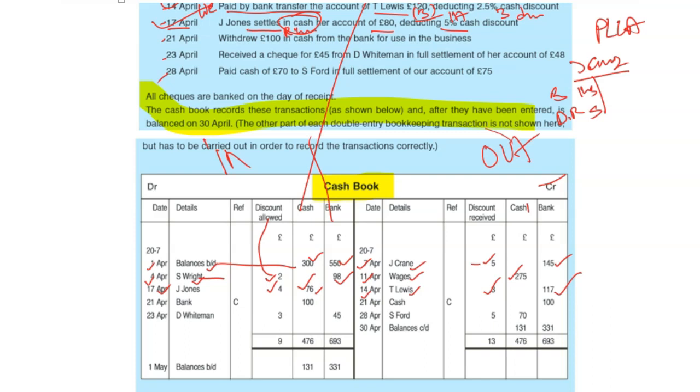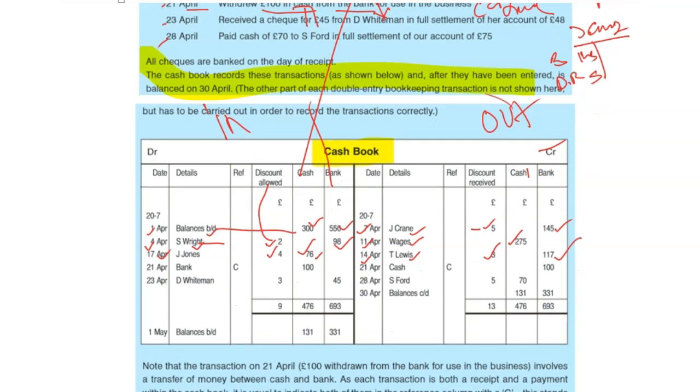Next one, 21st of April, we drew 100 in cash from the bank. Now look at this, what is happening. From our business bank account, we withdrew money, so bank going down and put into the cash, cash going up. We call it contra, a contrasting entry. So when we take out money from cash into bank or bank into cash, we call it contra in the cash book.